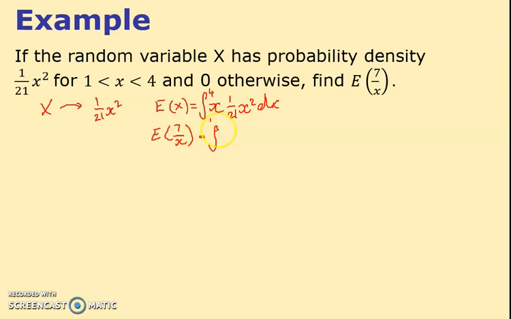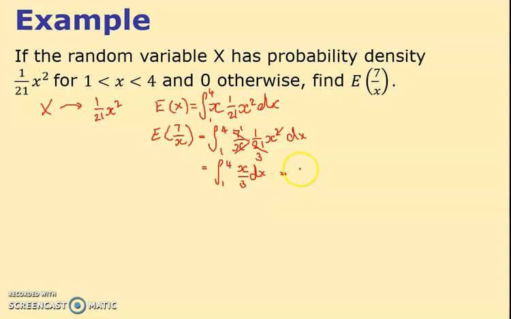So therefore, I'm not going to integrate x times it. I'm going to integrate 7 over x times it, between 1 and 4, dx. Now again, a little bit of algebra. You can quickly see they cancel, so that gives you a 3 on the bottom and a 1 on the top. That cancels with that, so I think it's just x over 3 dx.